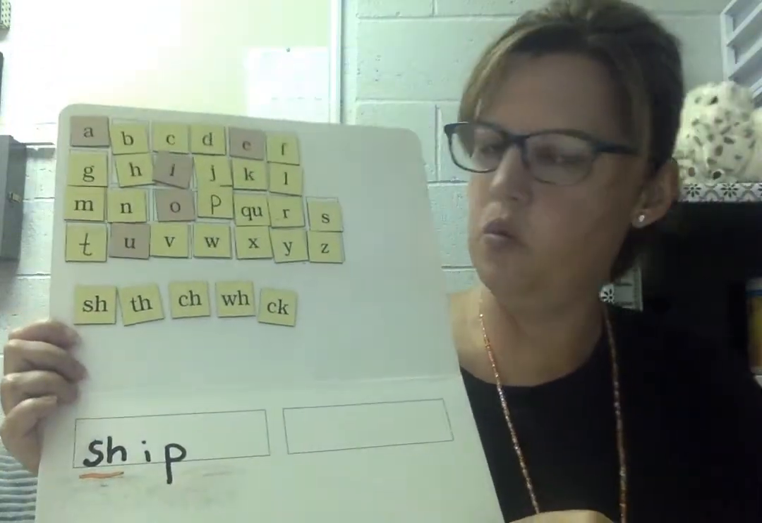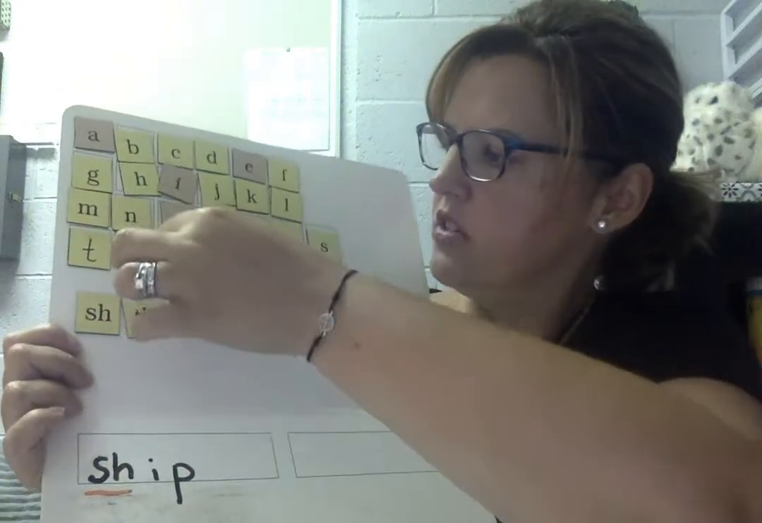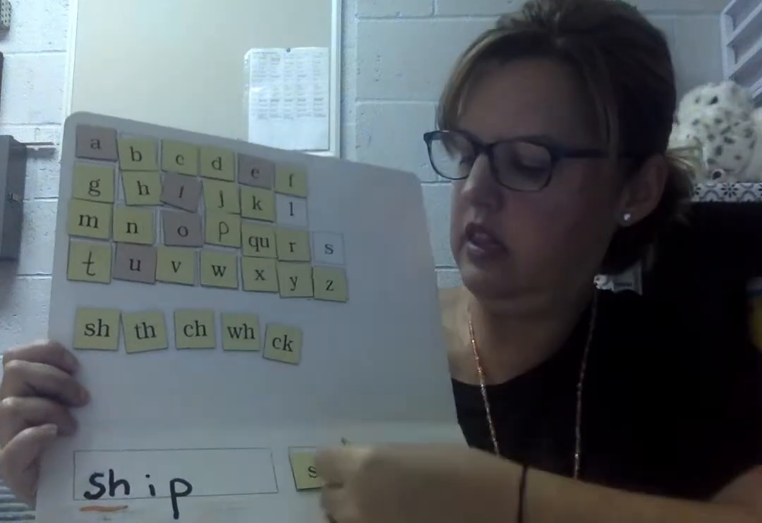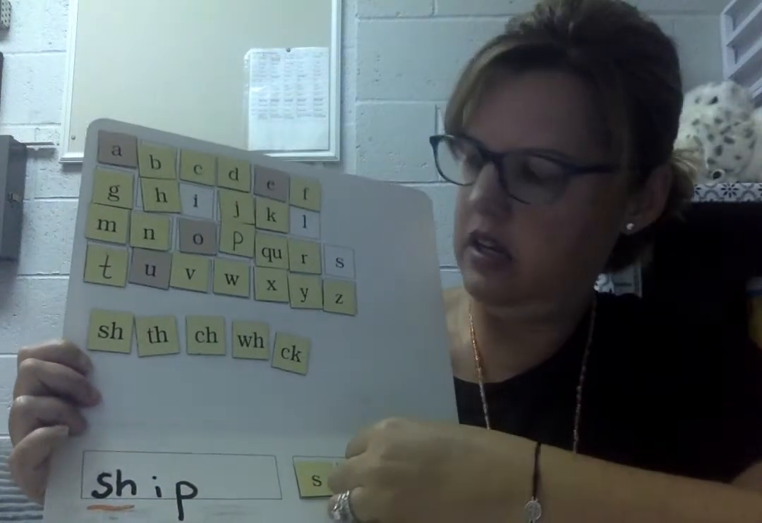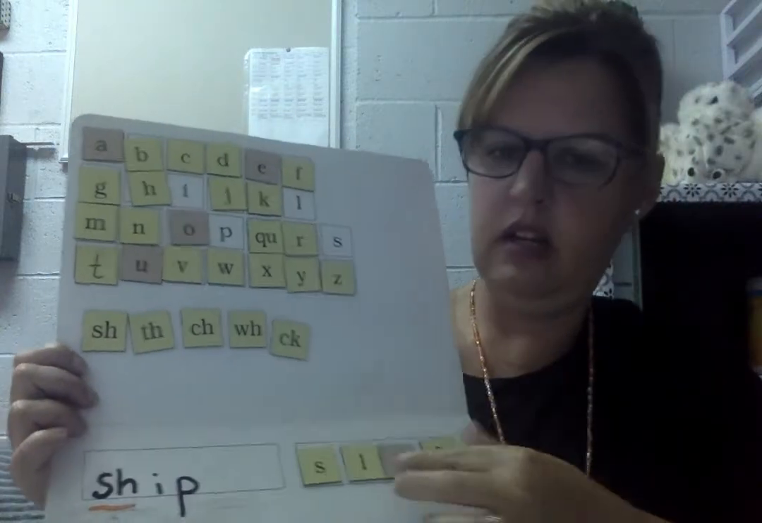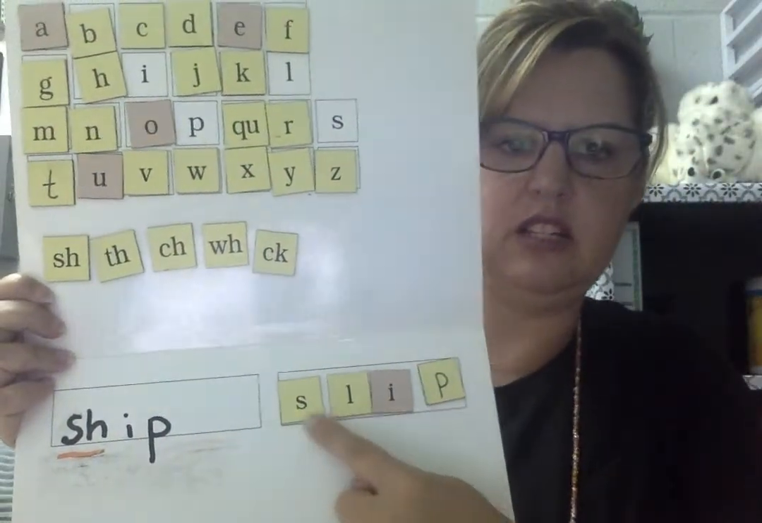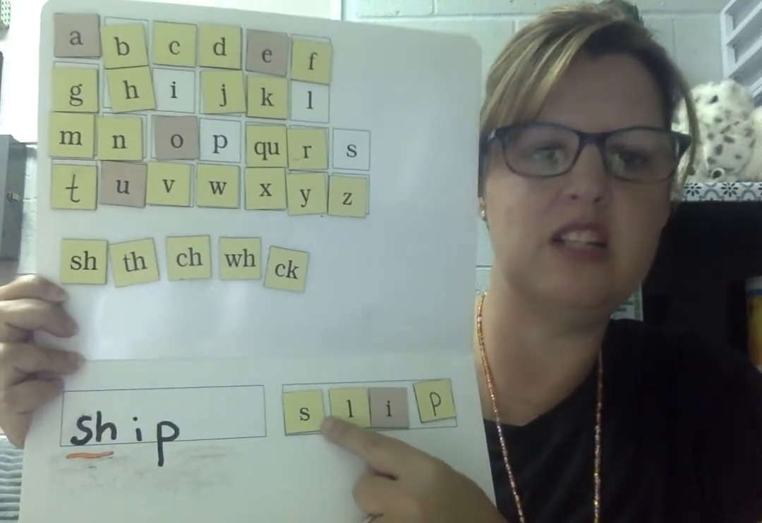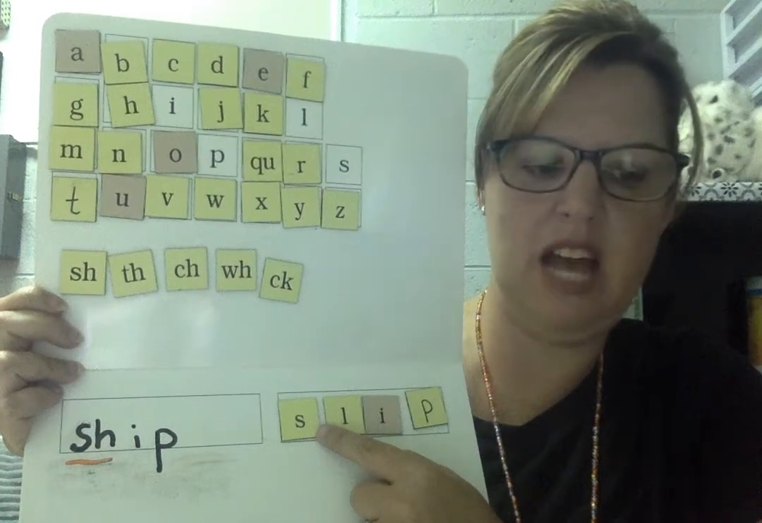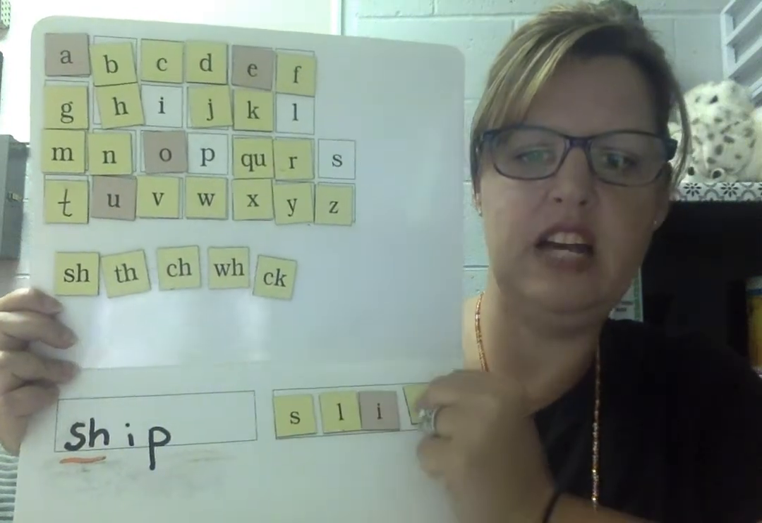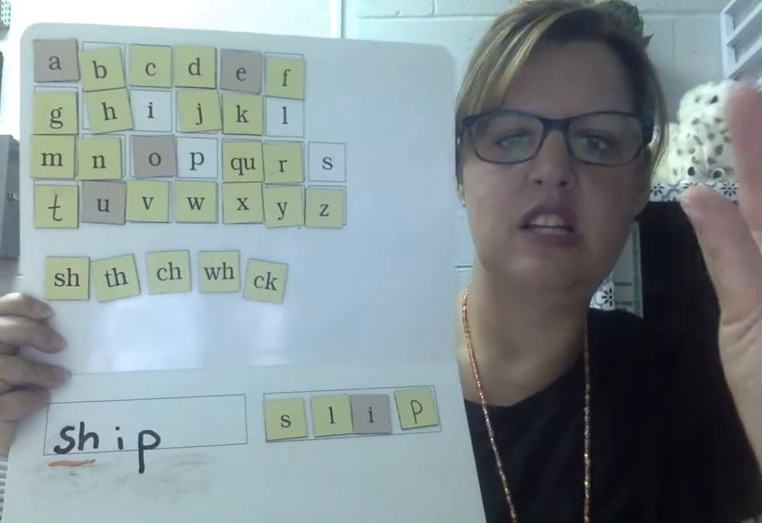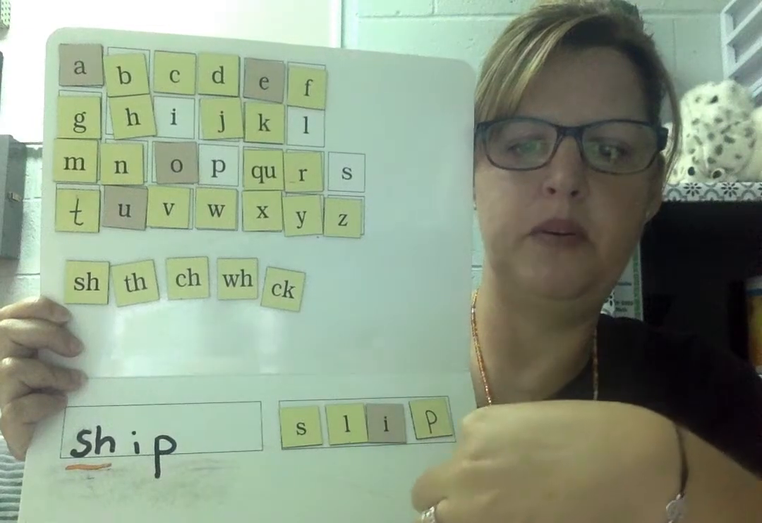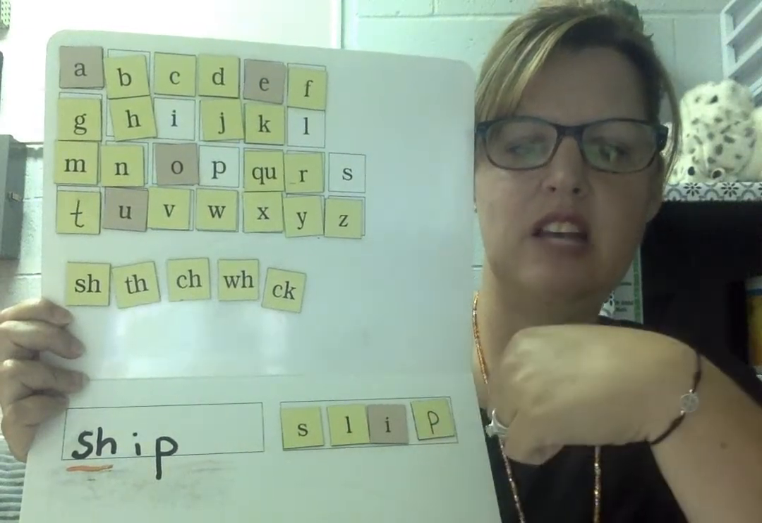Now I'm going to build the word slip. So, S, L, I, P. Now notice I have 2 consonants together. Remember, our yellow tiles are our consonants. I have 2 together. They work together, but they're not on the same tile. So 4 tiles, 4 sounds. S, L, I, P, slip. However many tiles you have, that's how many sounds you have.